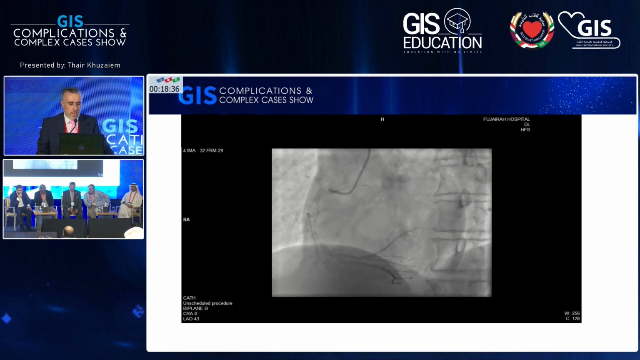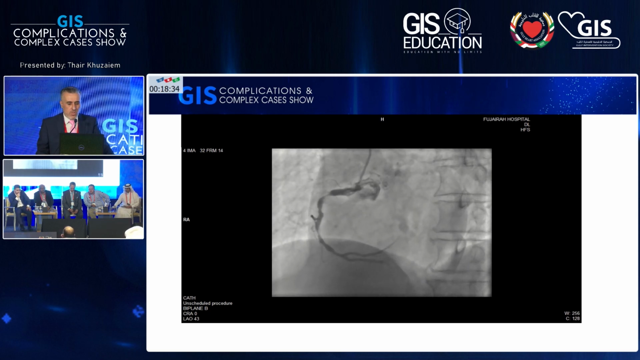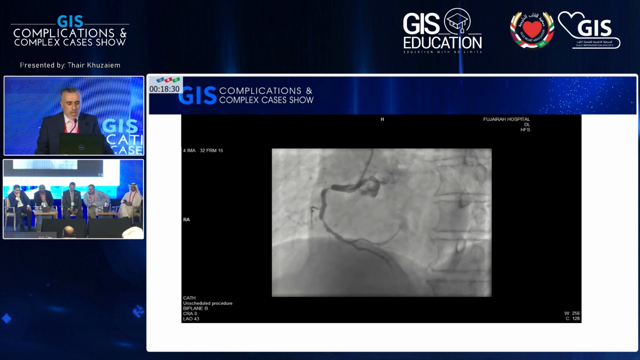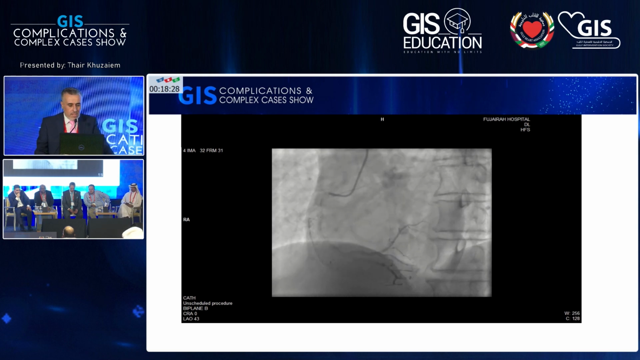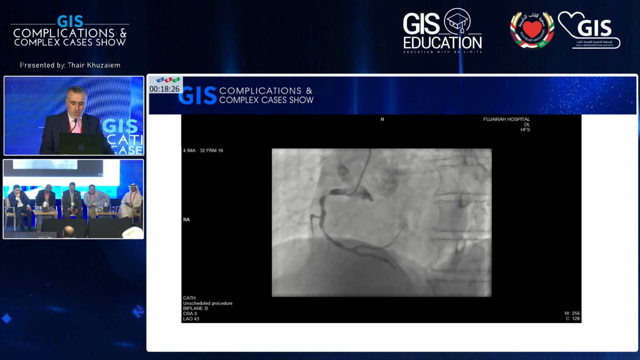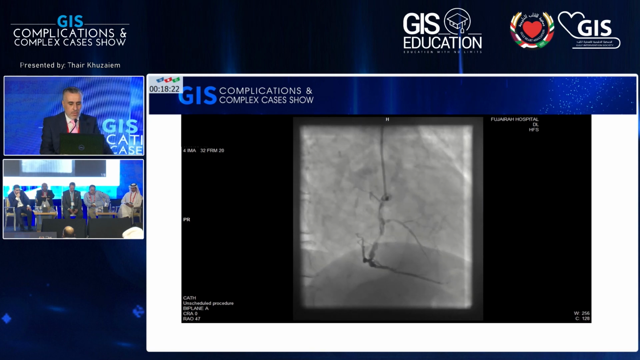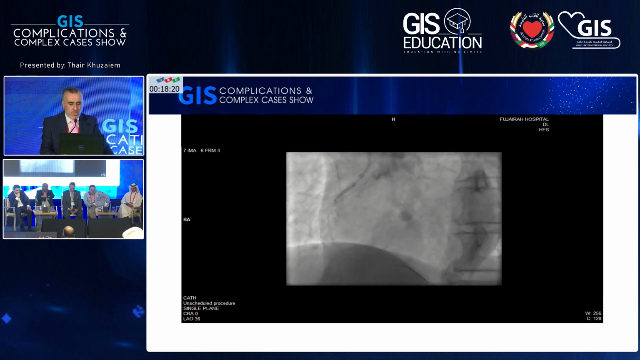So the left system was normal or mild disease. Actually, there is no significant disease, but clearly the culprit lesion is in the RCA, proximal, mid, and even distal. So this is the first shot, and this is another view. The patient has two significant lesions.